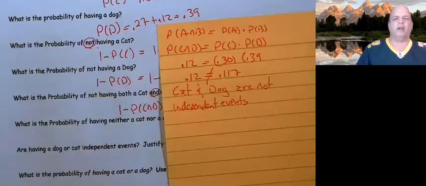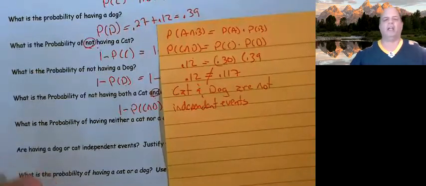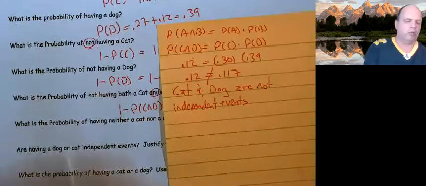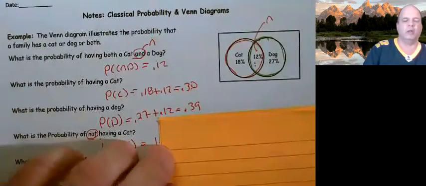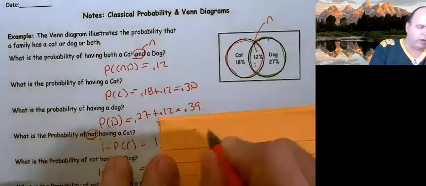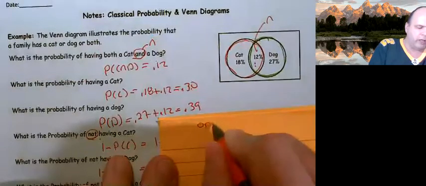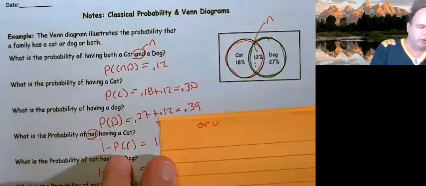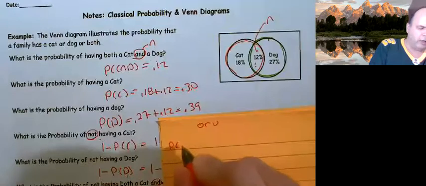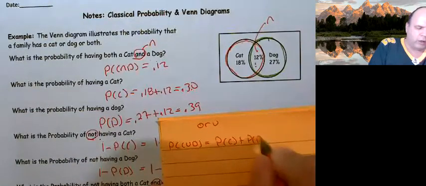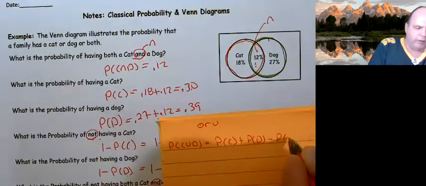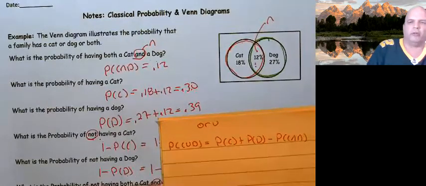The next thing says, what's the probability of having a cat or a dog? Well, because it has the word or, I know I'm using a union. All right. So a cat or dog, and that tells me I'm using the union symbol. So the probability of cat union dog equals the probability of cat plus the probability of dog minus the probability of cat and dog, or the intersection.